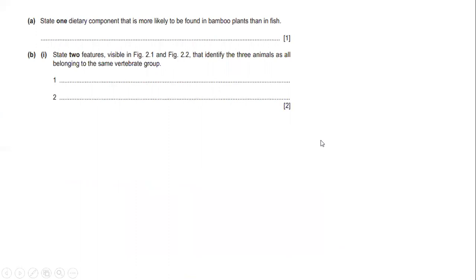State one dietary component that is more likely to be found in bamboo plant than in a fish. Okay, this is straightforward. Basically, what dietary component is found in bamboo? You know, bamboo is sugary. So the sugar might be glucose or fructose, vitamin C, carbohydrate, starch, and fiber. So for any one of these answers, you might get the mark.